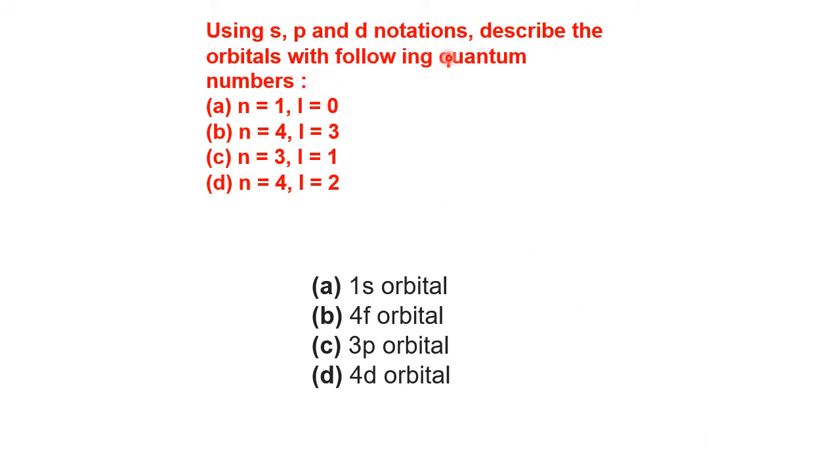Using s, p, d notations, describe the orbitals with the following quantum numbers. n equal to 1, l equal to 0: so 1s, because l equal to 0 is s, 1 is p, 2 is d, and so on. Then n equal to 4 with l equal to 3: 0, 1, 2, 3, the fourth is f, so 4f. n equal to 3 with l equal to 1, the second one, is 3p. n equal to 4 with l equal to 2, the third one, is d. So 4d. In this way.